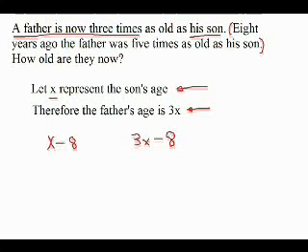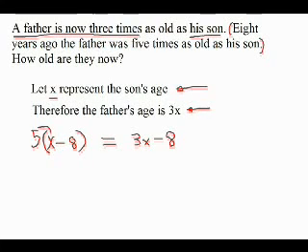Now we have to look at the mathematical relationship between these ages and write an equation. Well, what are we told? We're told that the father is 5 times as old as the son. So the question is, well, what would we have to do to the son's age to make it the same as the father's age? And we'd have to multiply it times 5. So we take the son's age 8 years ago and multiply it times 5, and it should be the same as the father's age 8 years ago. Now we've got our equation that we can go ahead and solve.